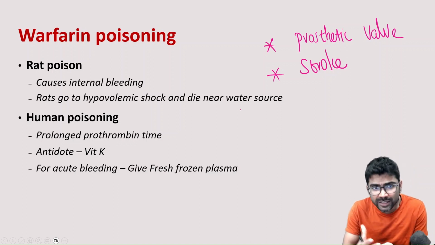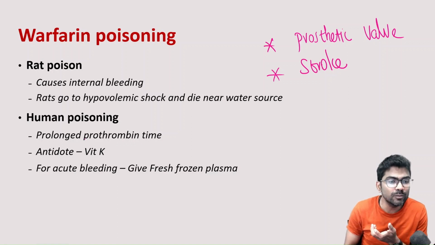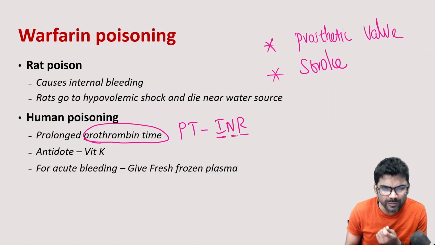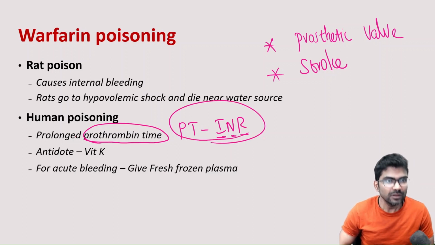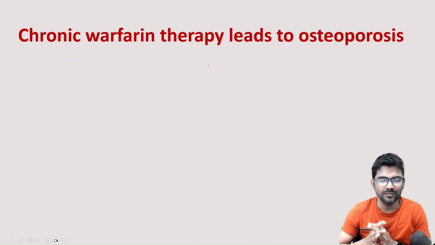So how do you monitor the effect of warfarin? That is by periodic prothrombin time. So PT INR. What is INR? International normalized ratio. What is that? We'll discuss in a different video. What is the antidote of warfarin poisoning? Vitamin K. For acute bleeding, you give fresh frozen plasma, which will have all the clotting factors.